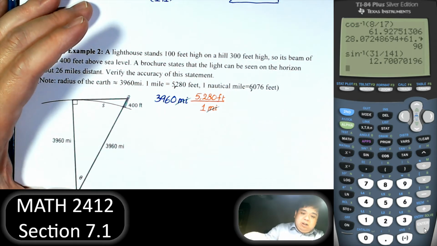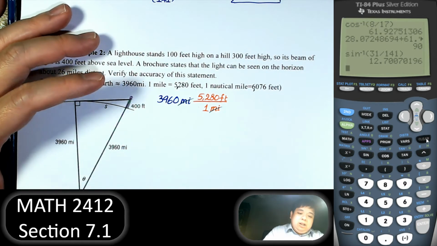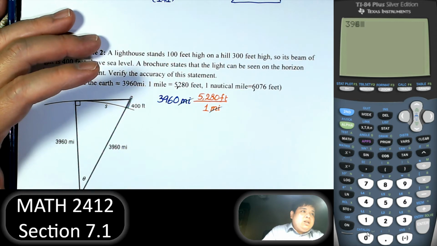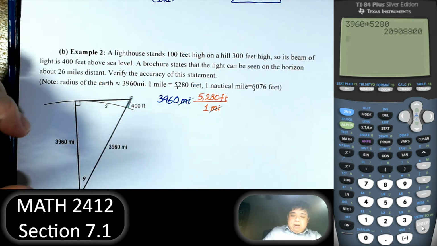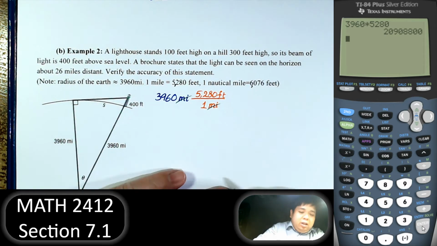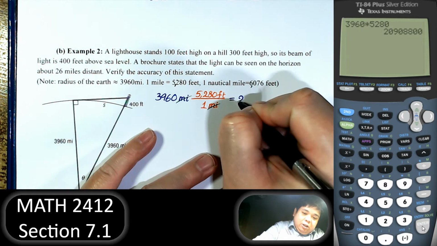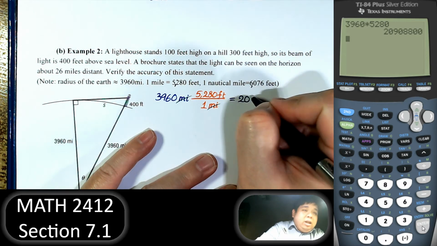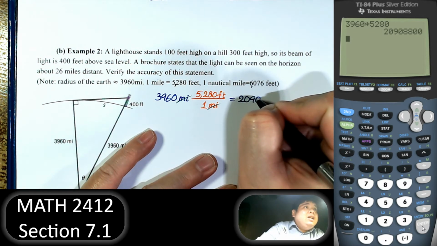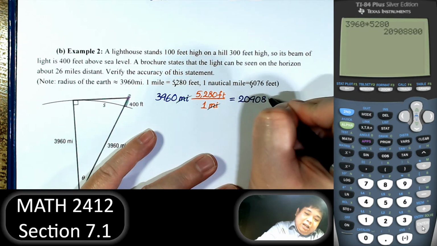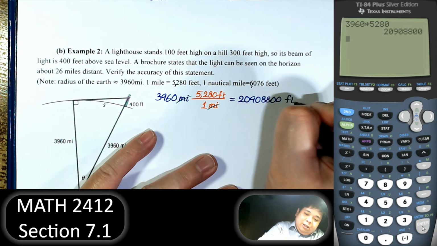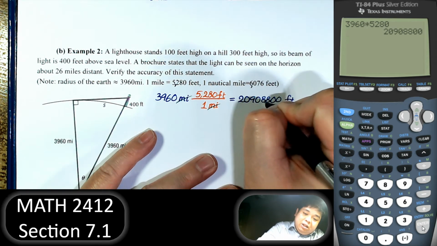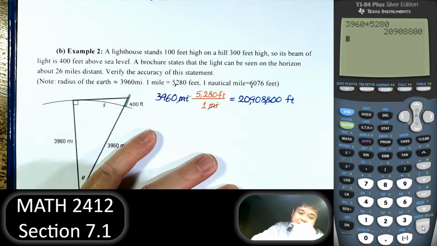Cancel out a mile. Multiply those two: 3,960 times 5,280, and we have that much. So that is 20,908,800 feet. So that is the radius of the Earth in feet.